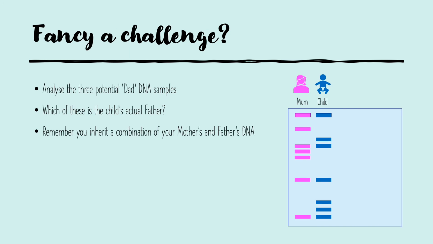If you fancy a challenge, give this one a go. Here we have electrophoresis results from a mother and child, but we're not sure who's the father. Can you use this information to work out which of the three potential dads is the child's actual father? Now remember, you receive half your DNA from your mum and half from your dad, so the child's genetic profile will be a combination of both parents.